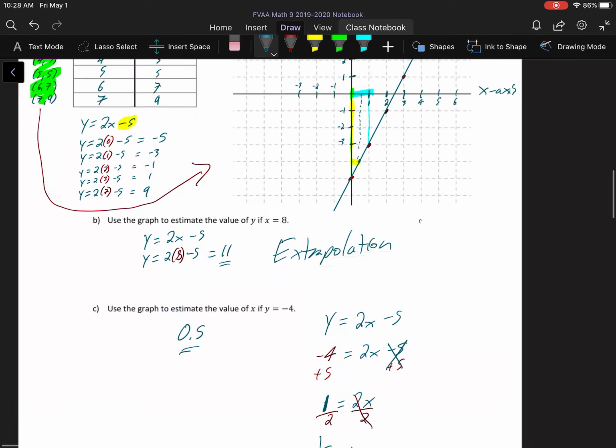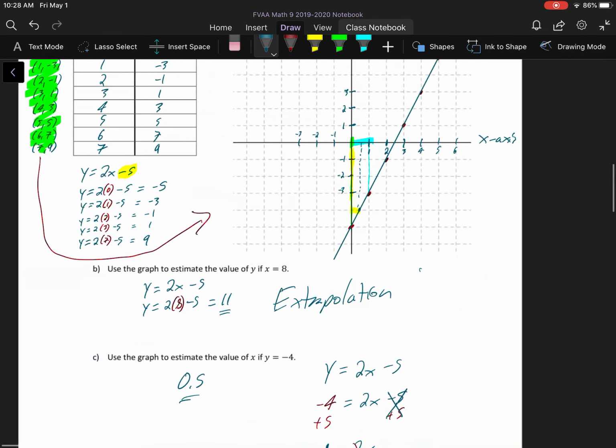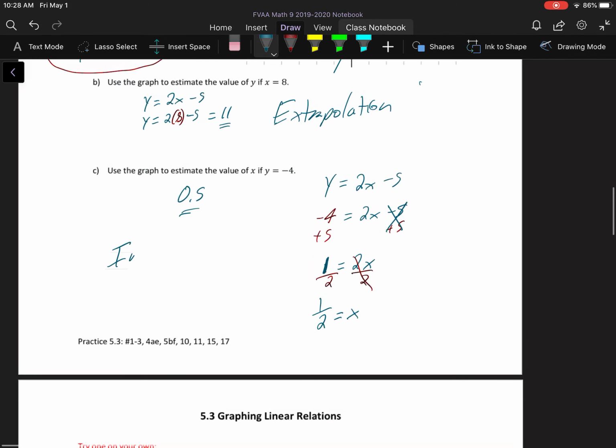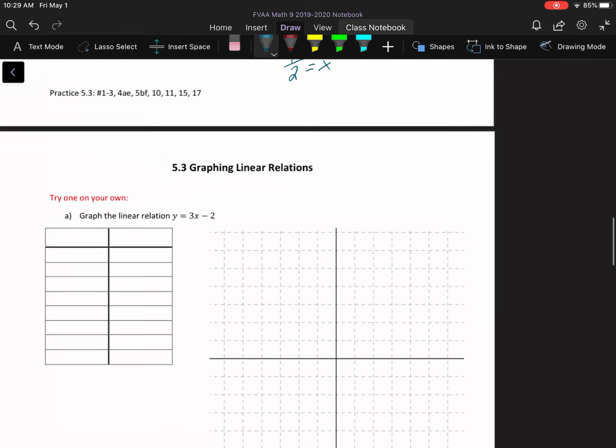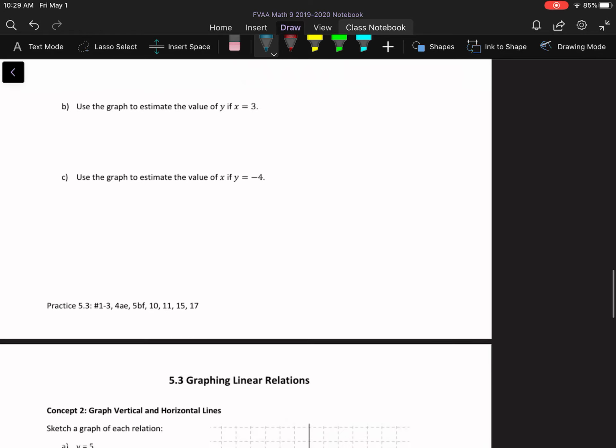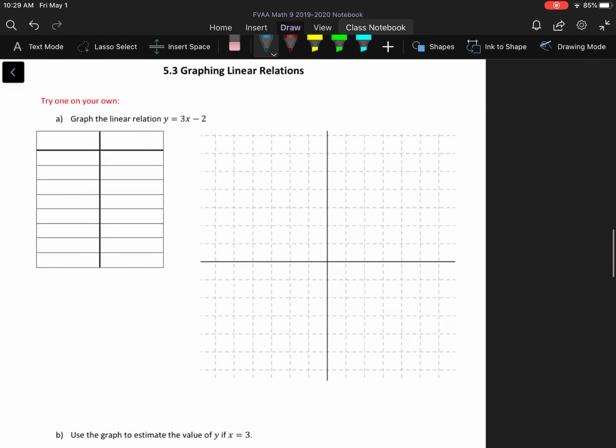Okay, but the second one was on the line between 2 points, so that's an interpolation, right? Interpolation. All right, just so that we're getting more used to those words. Okay, go ahead and give this one a shot.